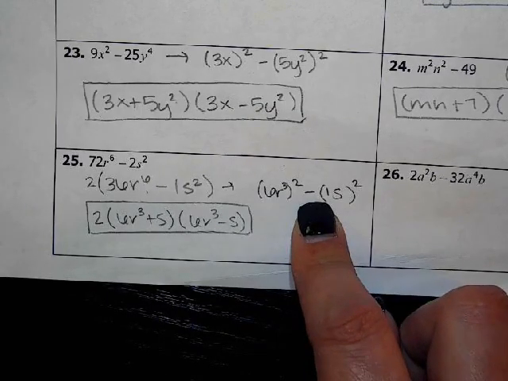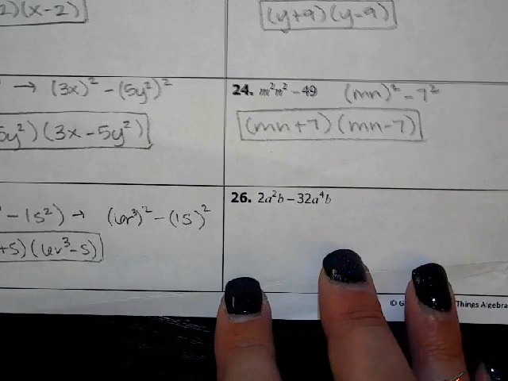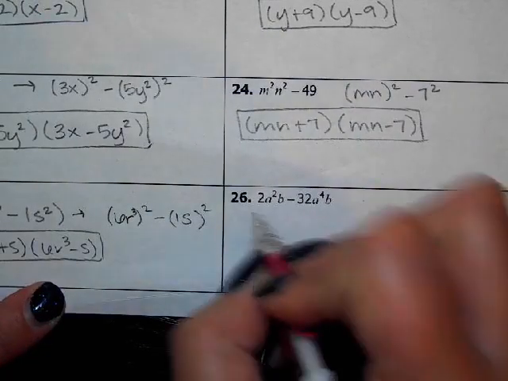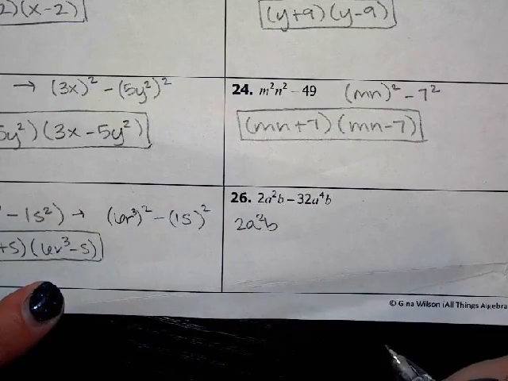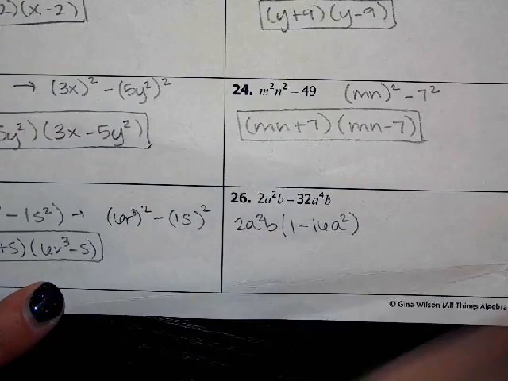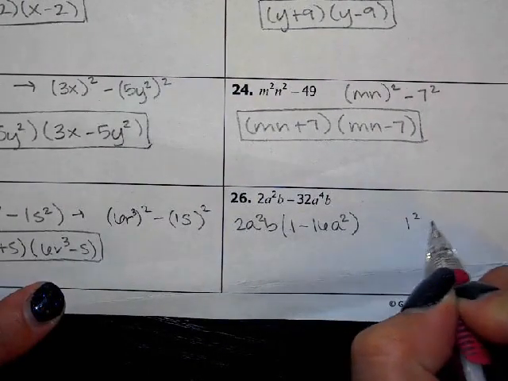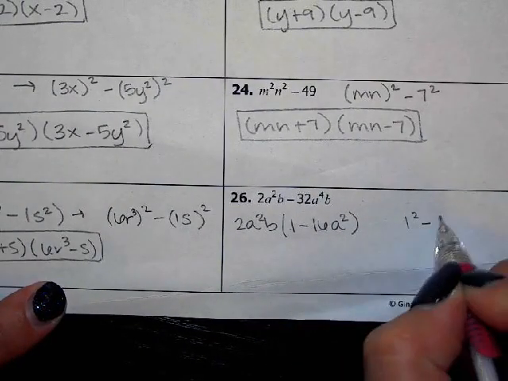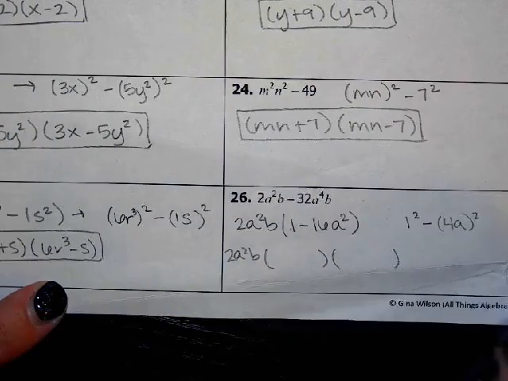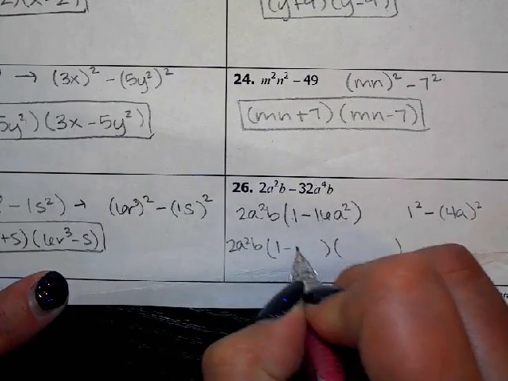All right, 26. What do you guys think we should do? Yeah, take out the GCF. What's the GCF? 2a squared. It would be 2 for sure. 2a squared b. Okay. And then what's left over when you take all that out? 1 minus 16a squared. Okay. So that's a 1 squared minus, what is this? 4a squared. Okay. So we got 2a squared b. Beautiful.